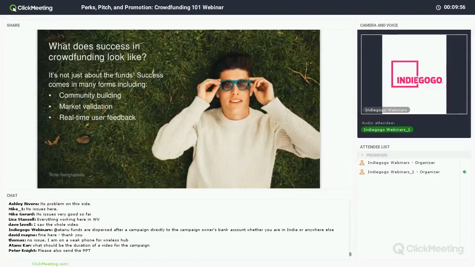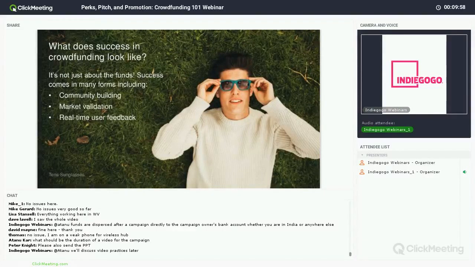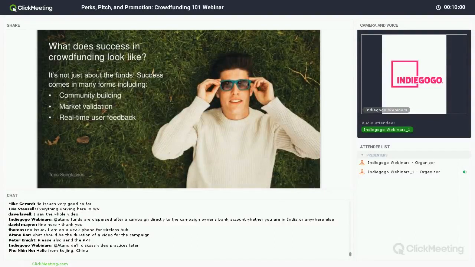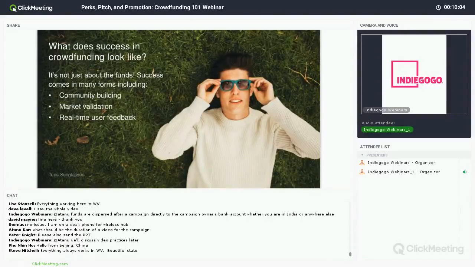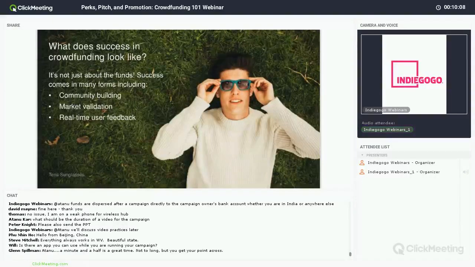Market validation is another big one. If you are developing a product and you decide to crowdfund for it, and you find that maybe people aren't responding to it in the way that you thought they would, what that tells you is that there's something that potentially needs to be changed about the product or your approach, right? So you're really getting a lot of feedback on what's working and what isn't, and what the market looks like.